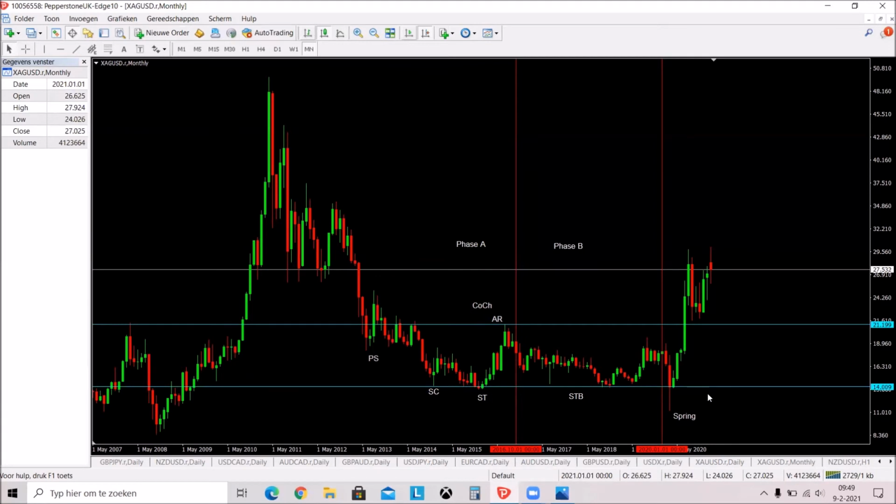After you see a spring, you want to see one thing, and that's another change of character. So another strong move to the upside, which is exactly what happens over here, and you get a very strong breakout of the range. So that's very telling, and that's my phase C over here.